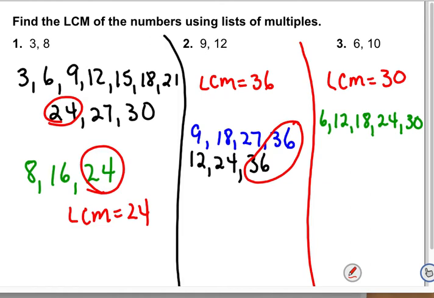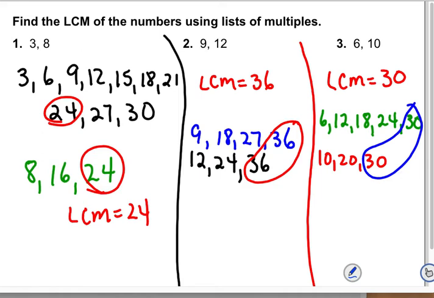Okay, I need somebody else to give me the multiples of 10. Esri. 10, 20, 30. And right there, I know I can stop because I know I've got 30 in both. Okay?